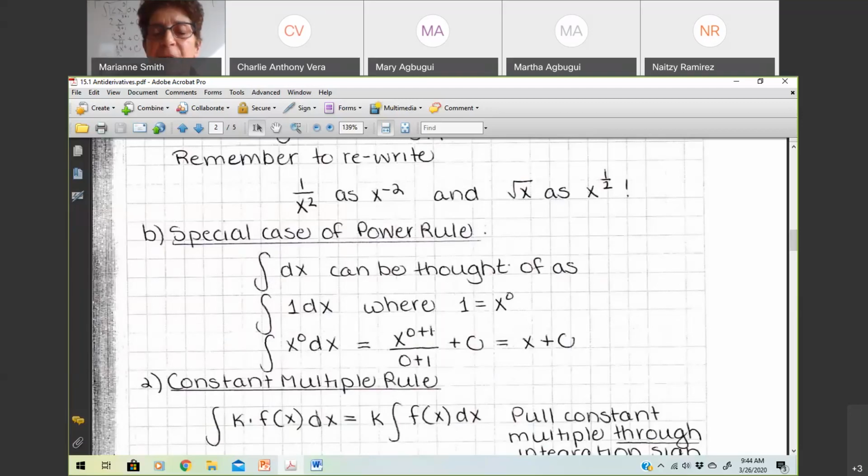Add 1 to the exponent. 0 plus 1 is 1. And then divide by the new exponent, 0 plus 1. Add your constant. You can see this will give you x to the first, which is x. Okay? So if you're ever confronted by the integral of just dx, just that little differential, remember what you're actually taking the antiderivative of is x to the 0, and that's just going to give you x to the first over 1, or x. Okay, that's pretty simple, and that's great that it works that way.